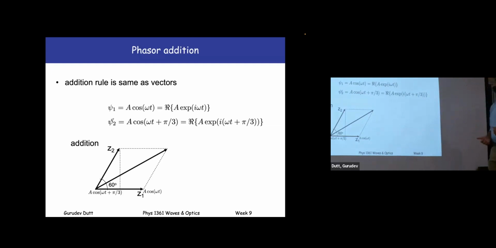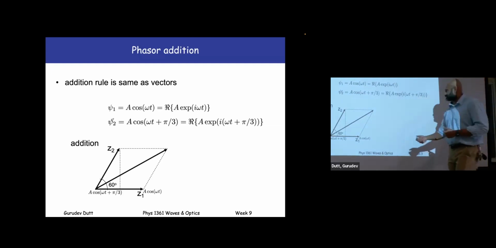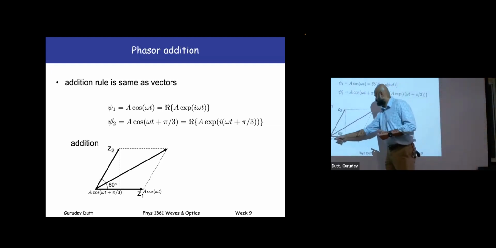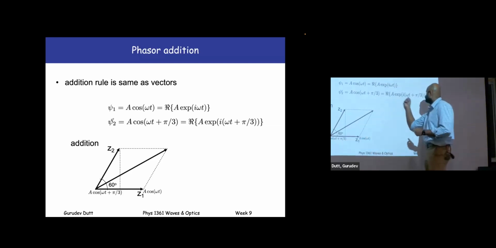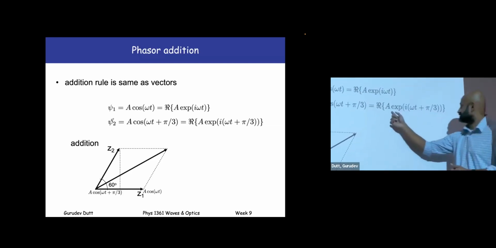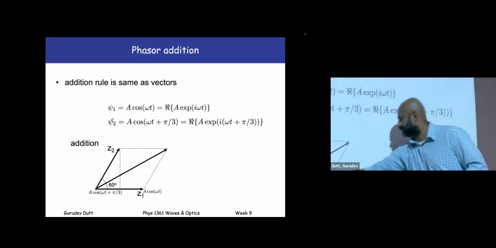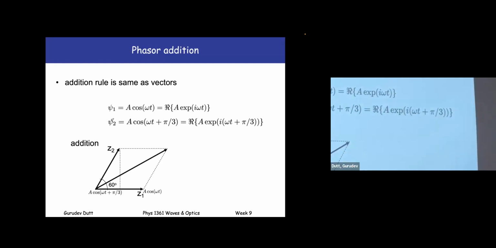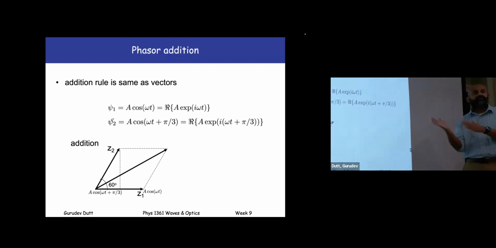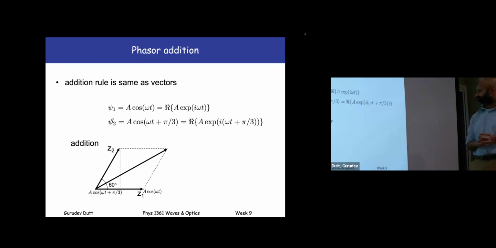Okay. And this just represents that the projection of z2 on the x-axis is its real part. The real part of this is cosine omega t plus pi over 3. And of course the original one, e to the i cosine omega t, is just along the x-axis, and both of them will rotate together at the same rate omega t. So we can just freeze them in time at any given moment in this orientation and add them up together.